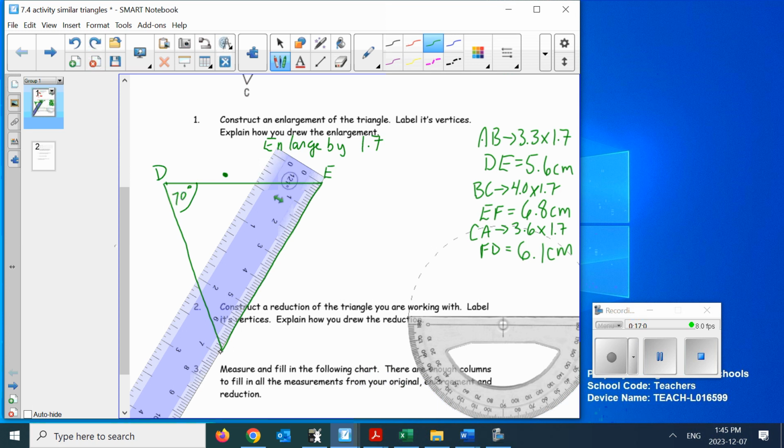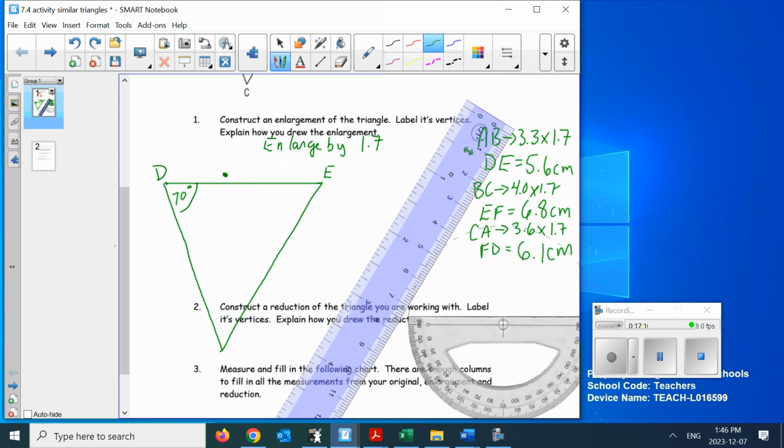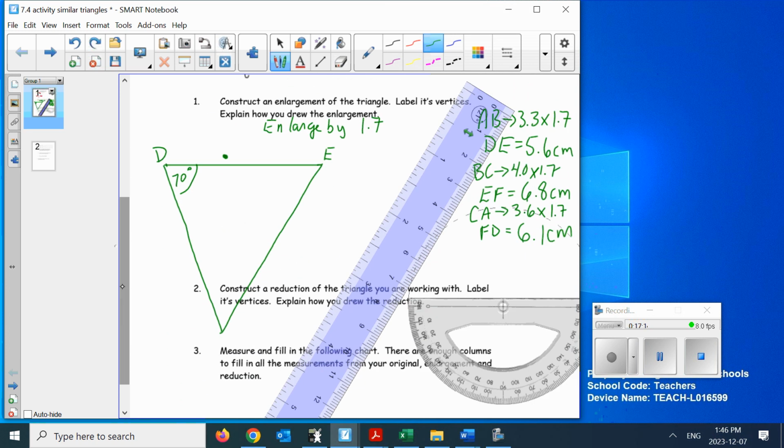You really only have to measure one of the angles. Then the other two just have to be when you connect the dots or connect the ends. So if you measure them, they should be the 50 and the 60. Right? So I'm going to label this F.